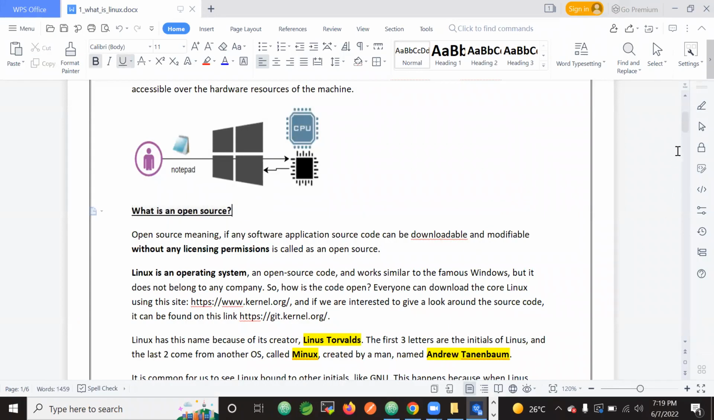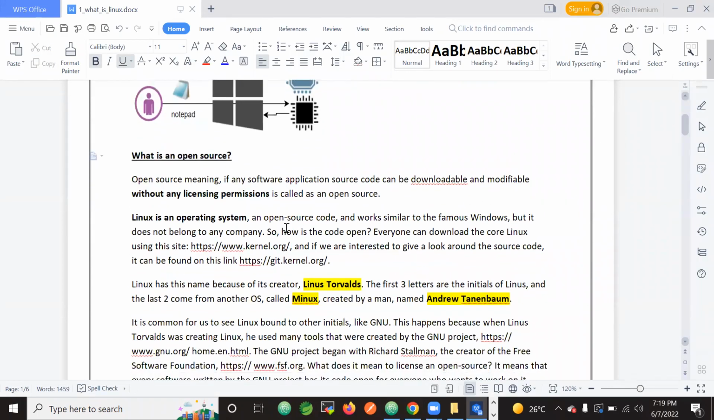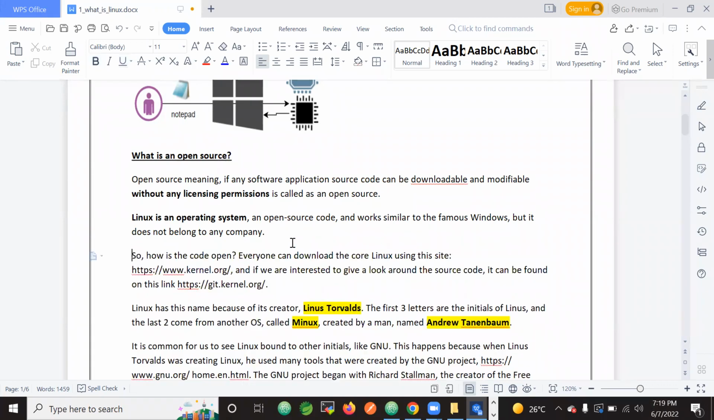Now we have an idea what is open source and what is an operating system. If we combine these two, Linux is an operating system and it is open source. It works similar to your Windows operating system, but it does not belong to any company. So when it does not belong to any company, ultimately we might get one question: who is managing it?